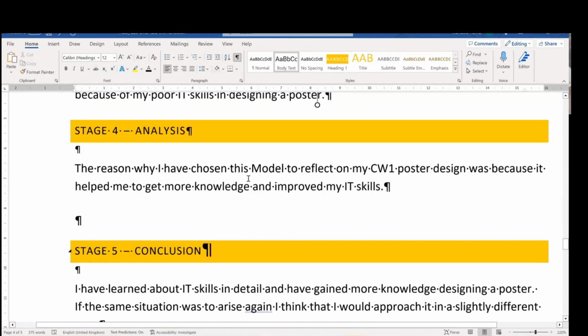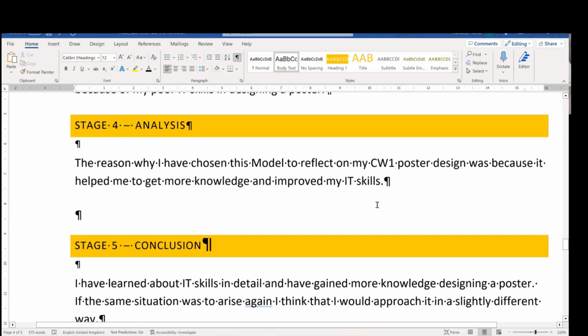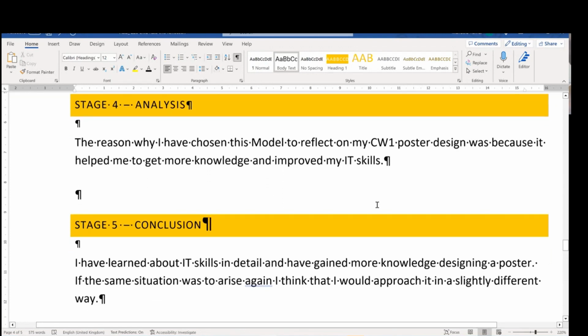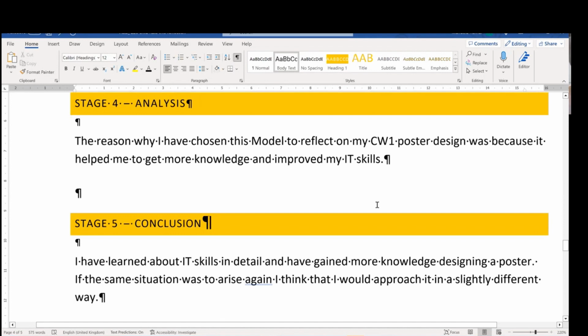Analysis. The reason why I've chosen this model to reflect on my CV1 poster design was because it helped me to get more knowledge and improved my IT skills. So that is okay, but that's not enough for an analysis. An analysis is really picking the parts apart and saying, I didn't have that particular IT skill and I needed to do exactly that in order to succeed. And you really go into detail about what you actually need.